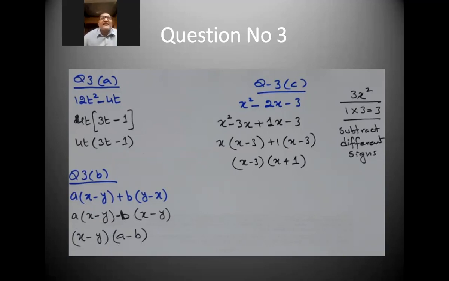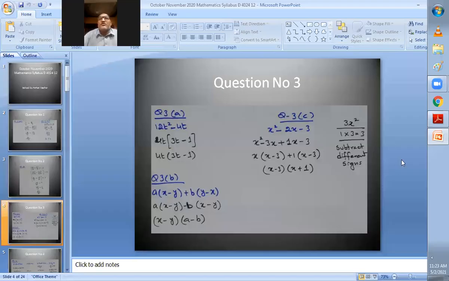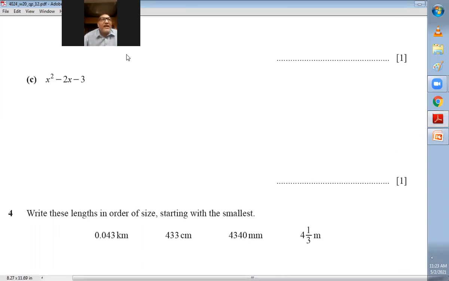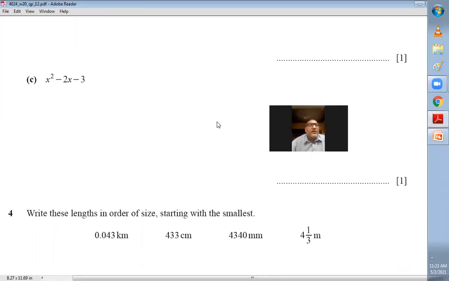Hopefully you understand this. Okay, so let's move to the C part. Let's see what the C part says. So here we have the question number 3, C part. It says x squared minus 2x minus 3. You have to do the midterm breaking here and you have to factorize it. Let me show you how the midterm breaking is done here.